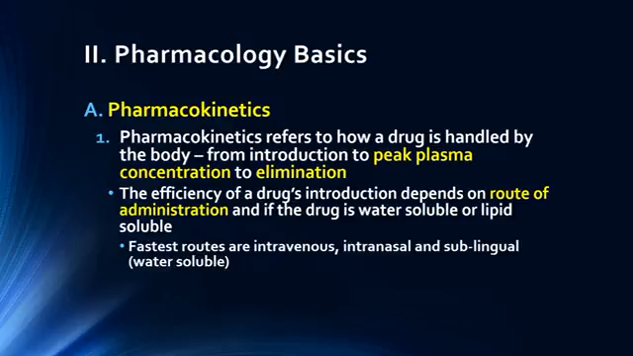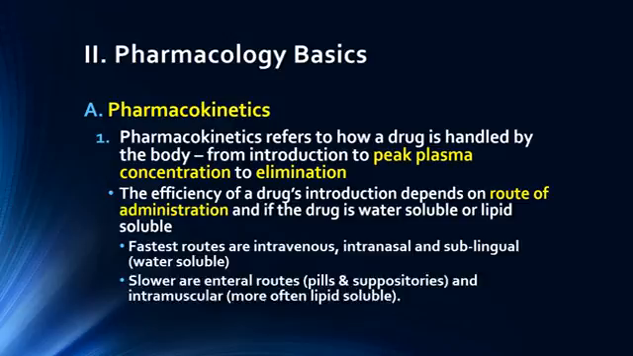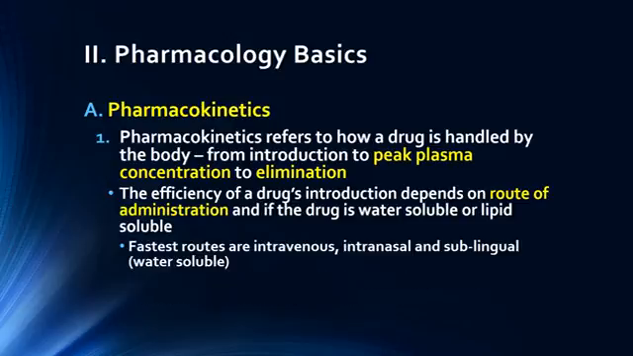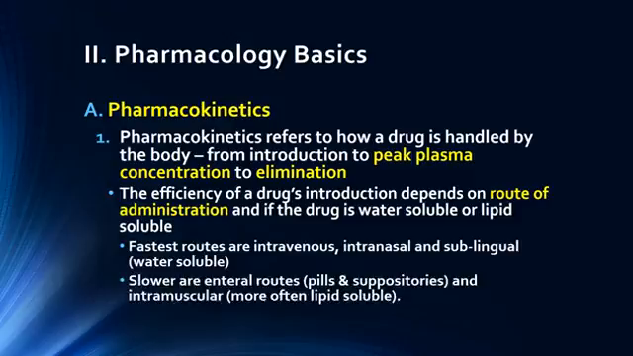Fastest routes tend to be intravenous, intranasal, and sublingual. These tend to be water-soluble routes. Intranasal routes are very effective. Inhalation is also an important and very rapid administration route. The lungs have very large surface area, and there's lots of surface there for drugs to be absorbed. So drugs like cocaine, heroin, and methamphetamine, when vaporized and inhaled, oftentimes can be administered very quickly.